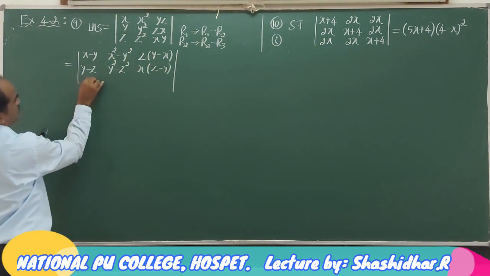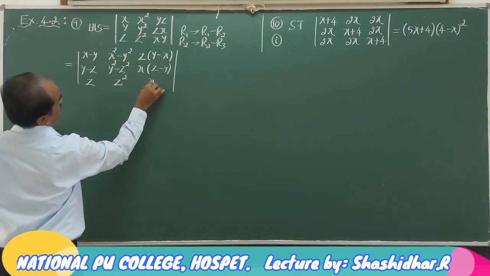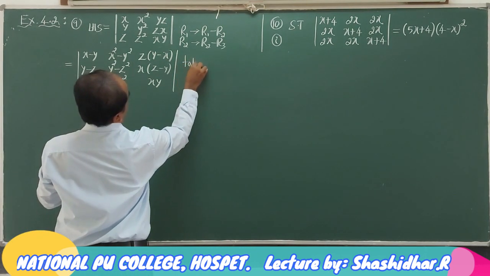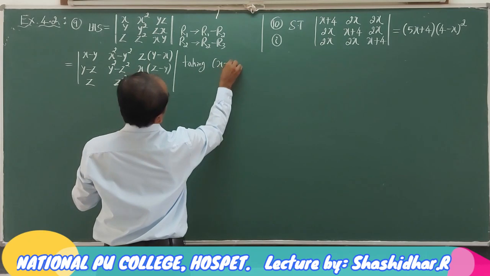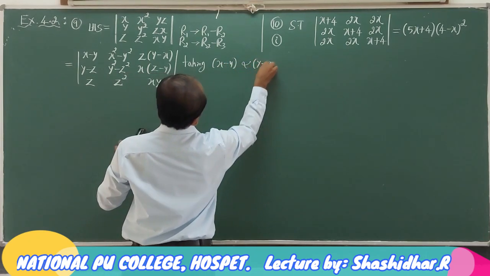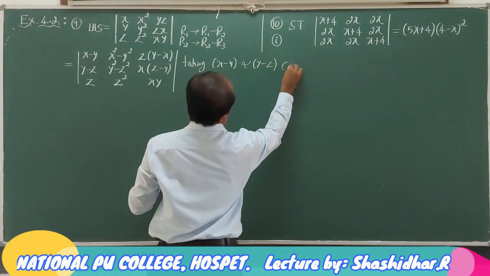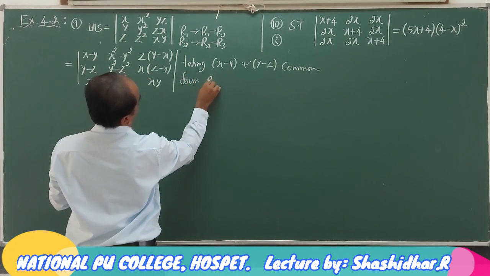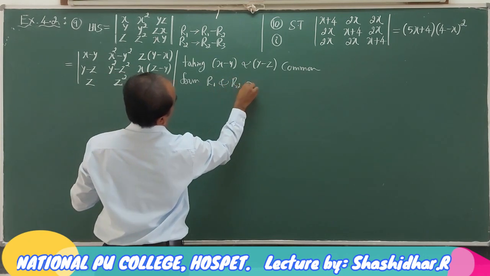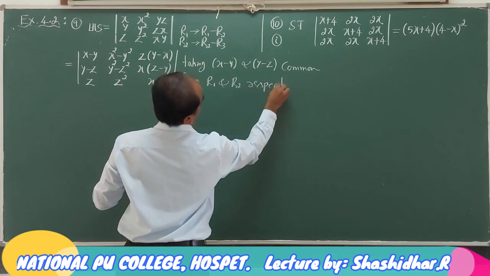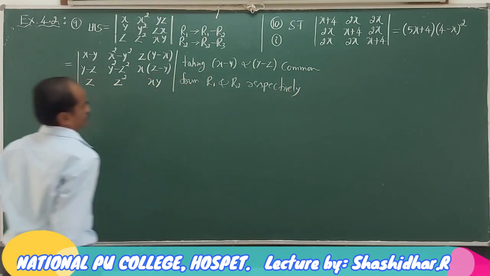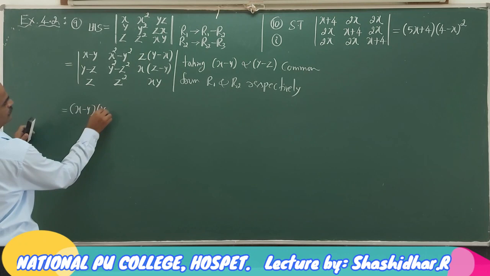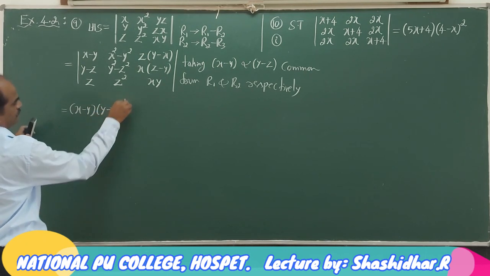Write third row elements as it is, z square xy. Now write, taking x minus y and y minus z common from R1 and R2 respectively, we get it is x minus y into y minus z into determinant.